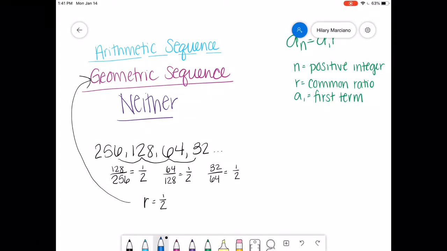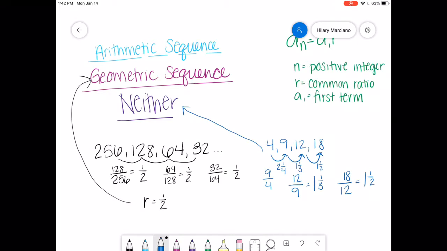Now, let's look at these numbers: 4, 9, 12, 18. We're putting 9 over 4. So between this is 2 and 1/4. Now between 12 and 9, it's 1 and 1/3, right? What about between 12 and 18? 1.5. None of those are in common, so we're going to go with neither for that one.